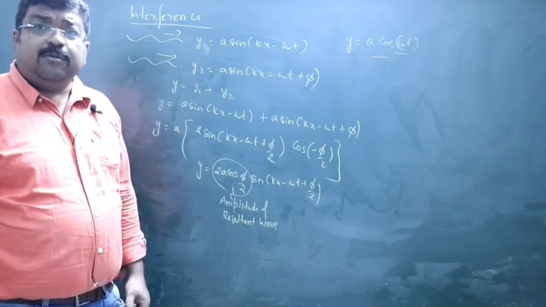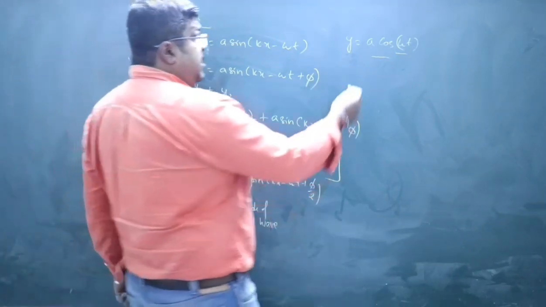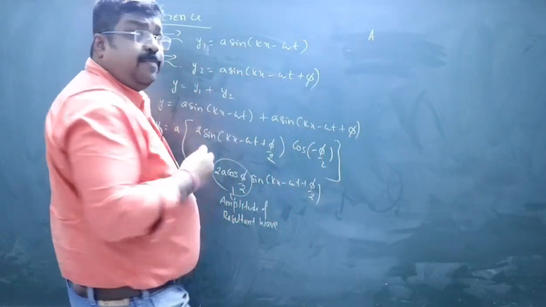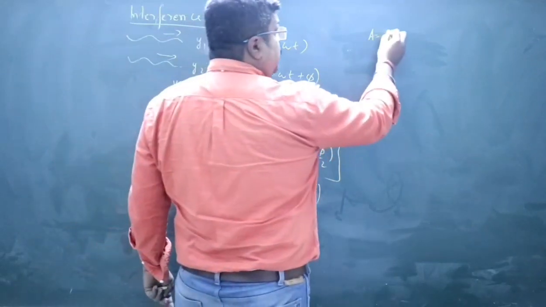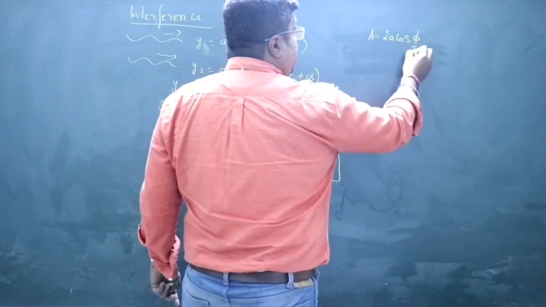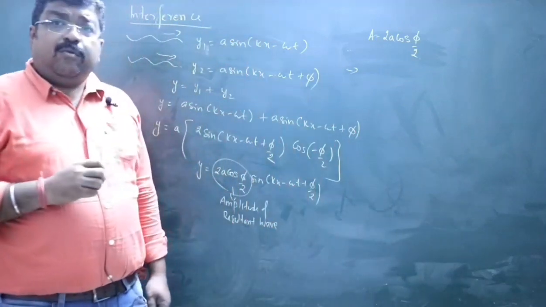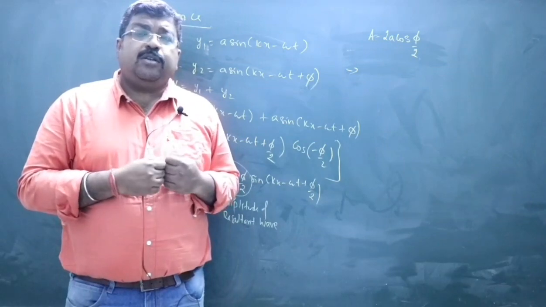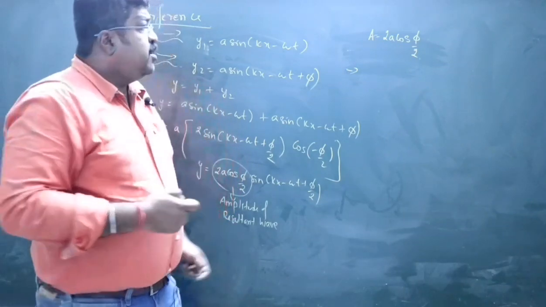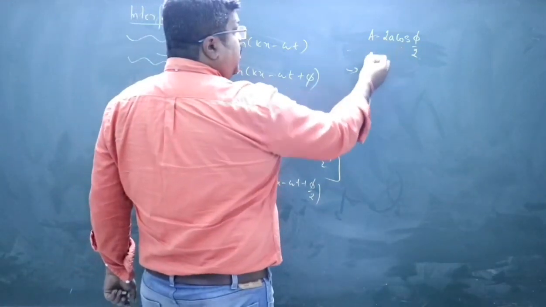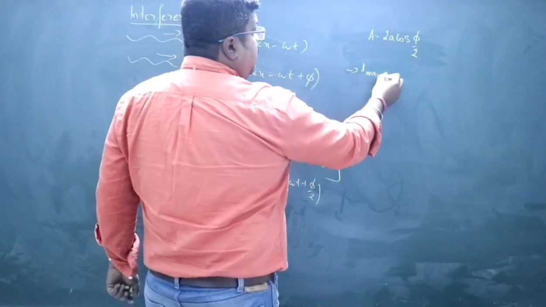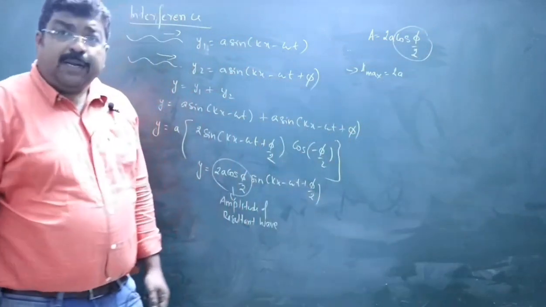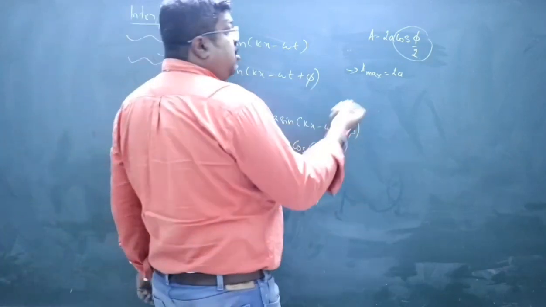Let's see how this amplitude behaves. Suppose capital A represents the amplitude of the resultant wave, so A = 2a cos(φ/2). Now let's see under what condition we have maximum amplitude and under what condition we have minimum amplitude. So the maximum amplitude, A max, will be equal to 2a, provided this term is 1, or minus 1.